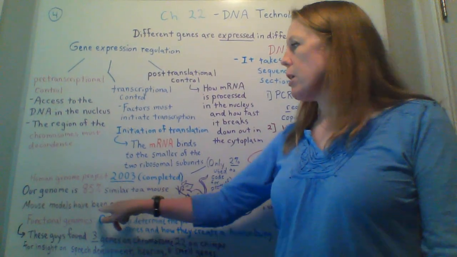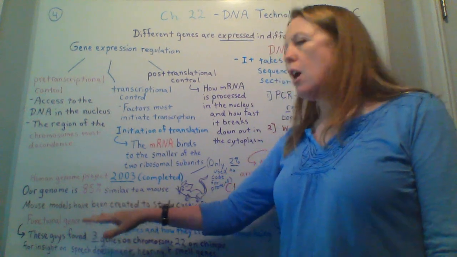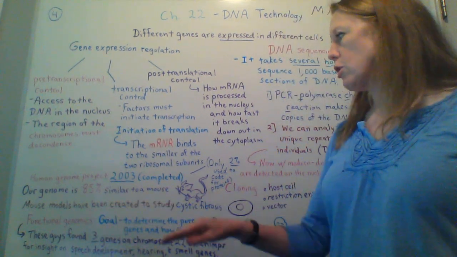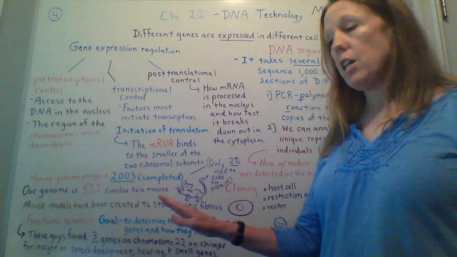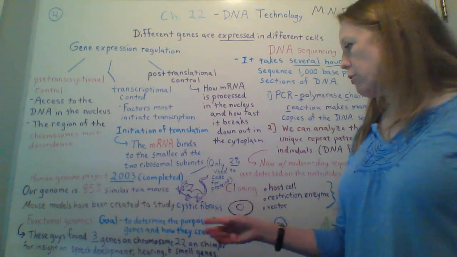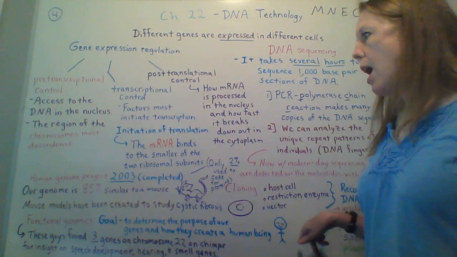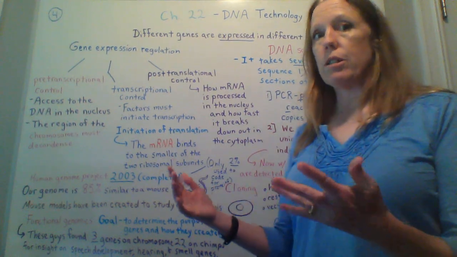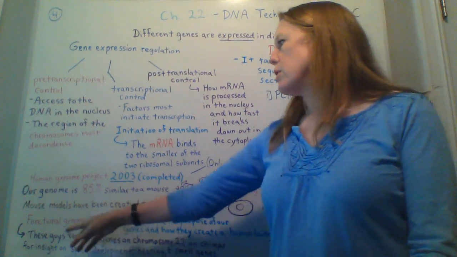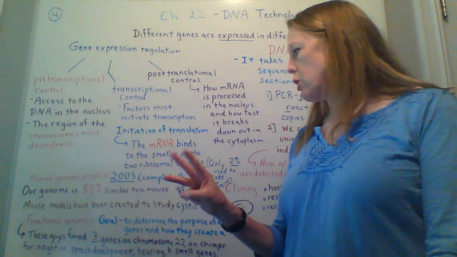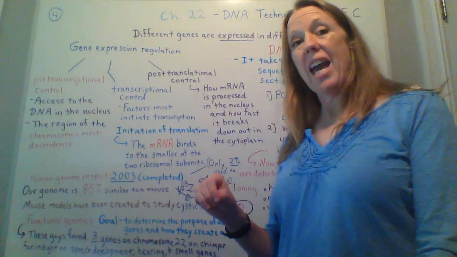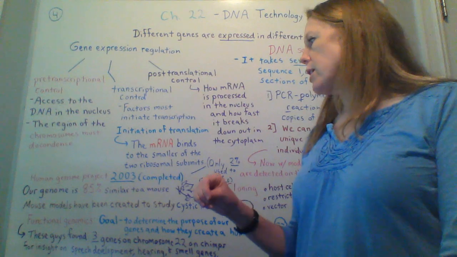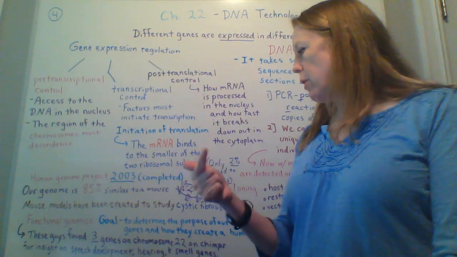And then we have something called functional genomics. The goal of functional genomics is to determine the purpose of our genes and how they work together to create a human being. And a lot of these researchers look at other species to figure this out. They found 3 genes on chromosome 22 in chimpanzees, for insight into speech development, hearing, and smell genes.